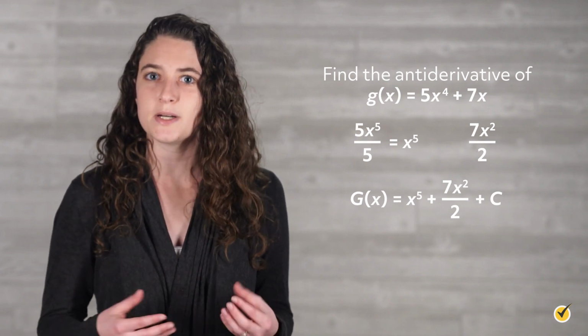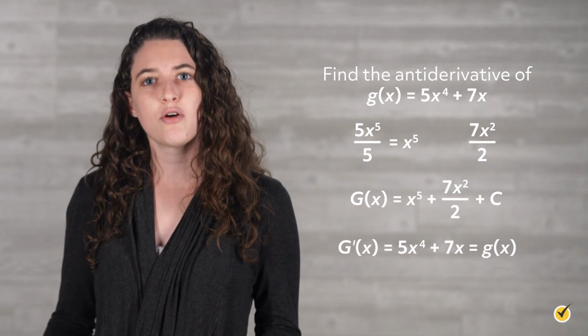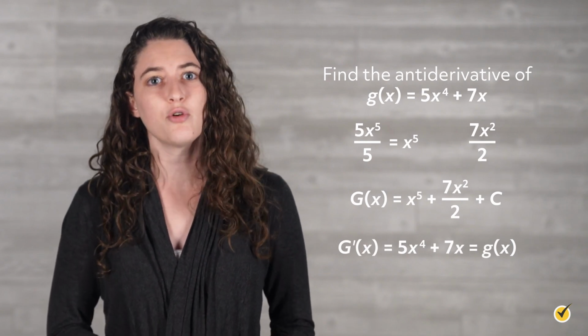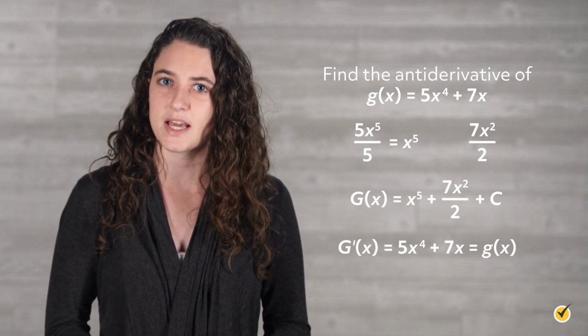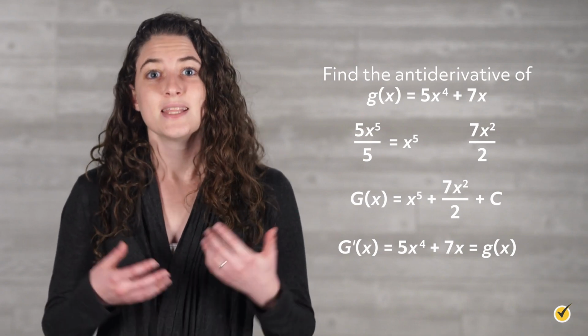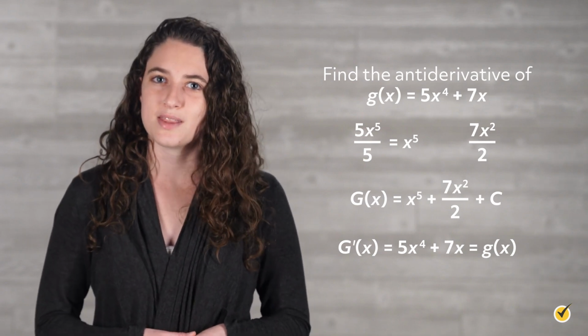We can check this answer by taking the derivative. Using the power rule, the first term would go back to 5x to the fourth, the second term would go back to 7x, and the c would be 0. This is exactly what we started the problem with.